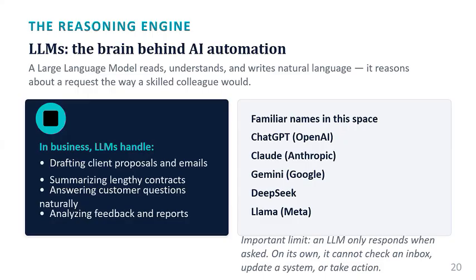Examples of large language models, which you already use, are ChatGPT, Claude, Gemini, DeepSeek, and Llama. These are generative AI platforms that understand natural language. So you can speak to them, they understand, they can read, and they can even write natural language. So they are like the brain behind AI automation. They are the brain behind AI agents, and so on and so forth.